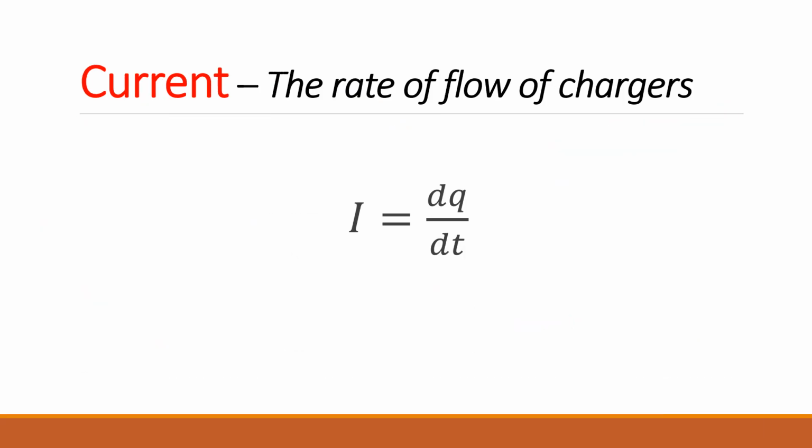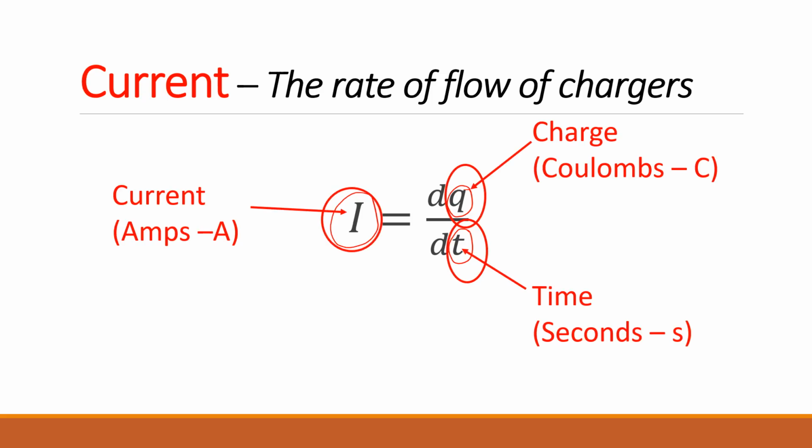First start with the current. The current is the rate of flow of charges. That means the rate of flow of electrons, and we can use I as the abbreviation for the current, and Q is the charge and the symbol T is the time. So I is equal to dQ over dt, and current is measured in amps and the charge is measured in coulombs. The time is measured in seconds.